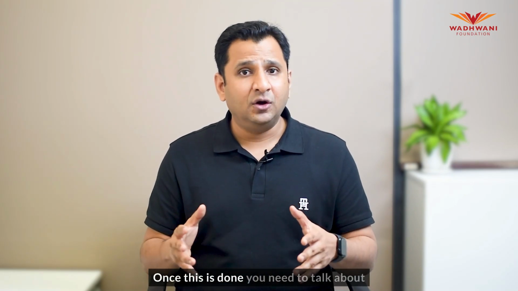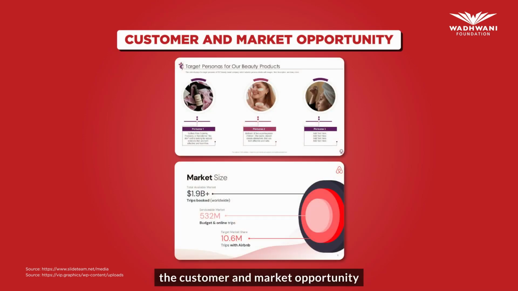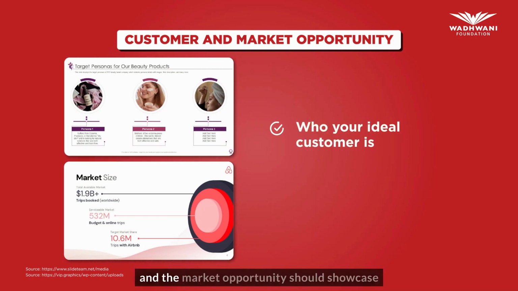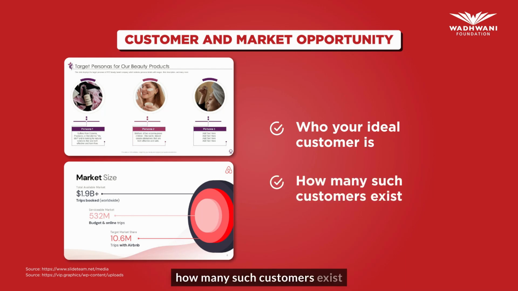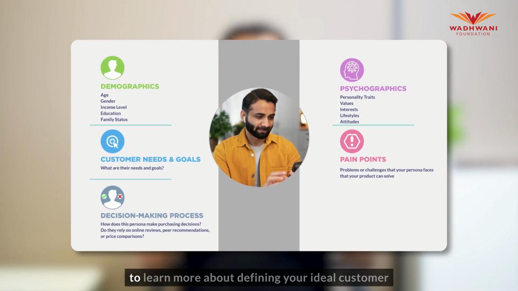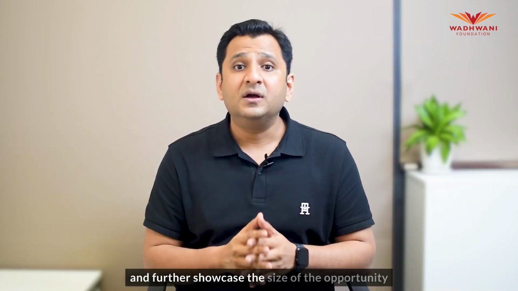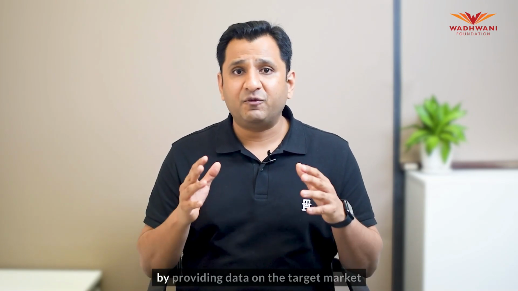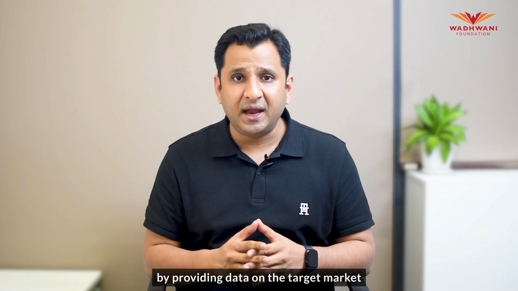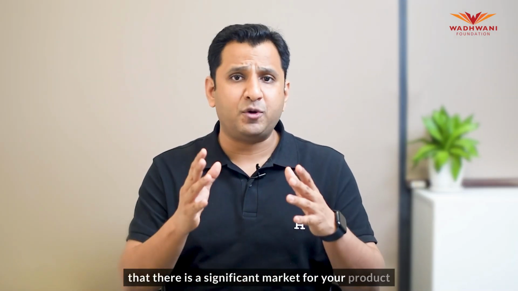Once this is done, you need to talk about the customer and market opportunity. The customer slide covers who your ideal customer is, and the market opportunity should showcase how many such customers exist. You can use the customer persona framework to learn more about defining your ideal customer and further showcase the size of the opportunity by providing data on the target market. Investors need to see that there is a significant market for your product.